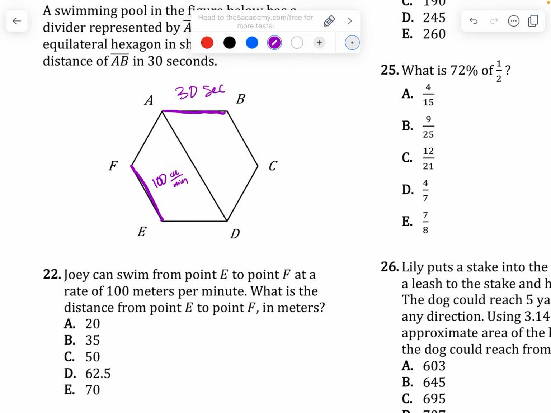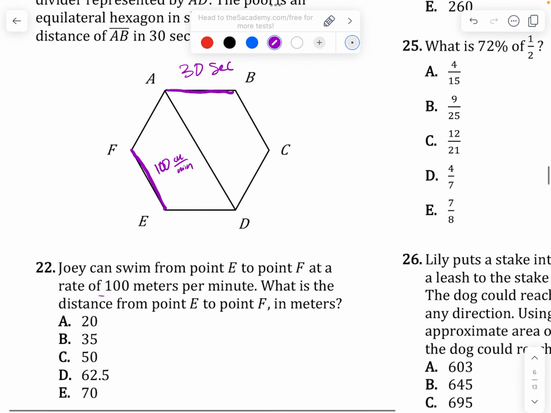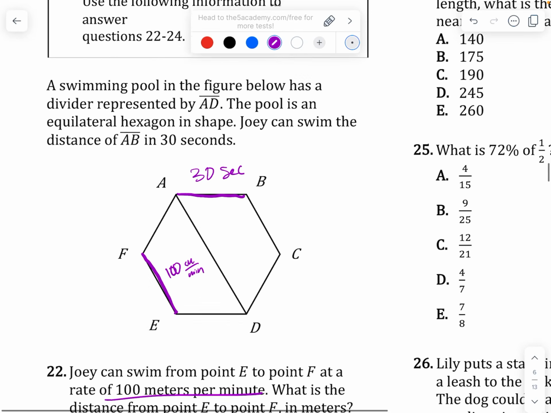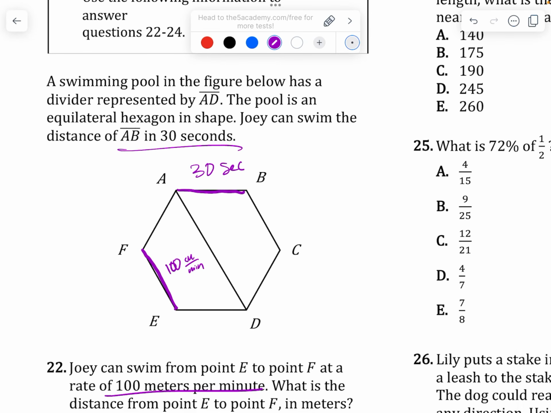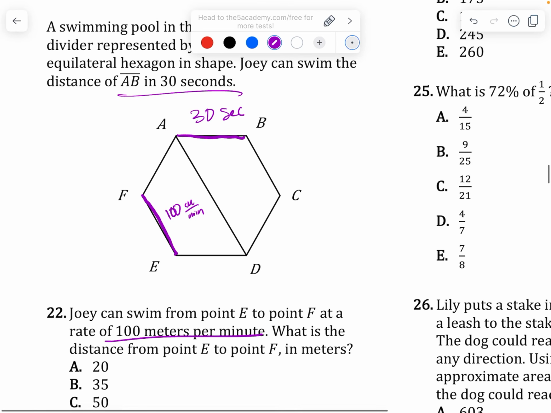Okay, so we're given 2 things. We're given this fact, and we're given this fact. If I tell you, hey, I run at this pace, and then I say I'm going to run for this long, you should be able to identify the distance. Remember that distance is equal to rate times time. So here we don't know the distance, we're given a rate, 100 meters per minute.